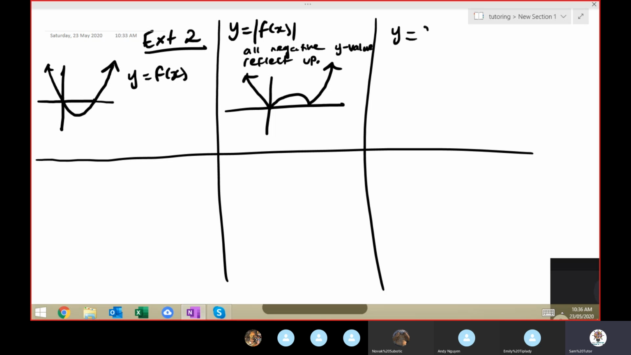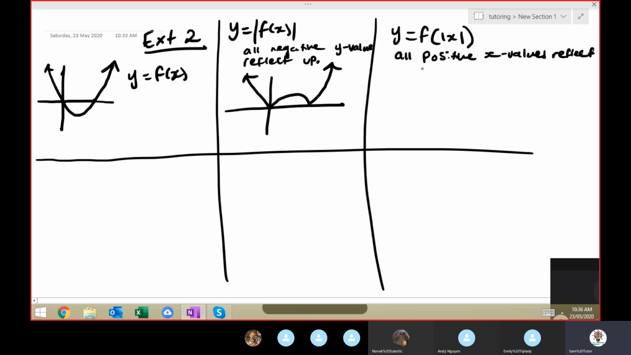If I had absolute value of the x, just the x, not the whole f of x, just the x, see how this says all negative y values reflect up? This is all positive x values reflect left, reflect to the left, or about the y-axis, however you're going to think of it.